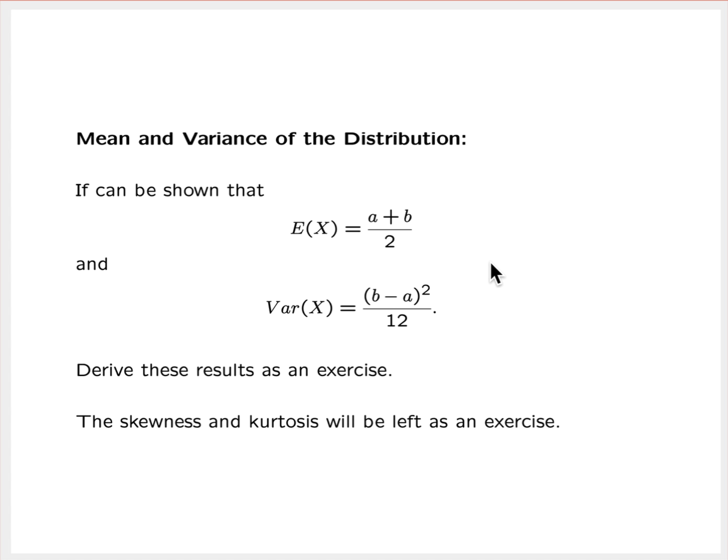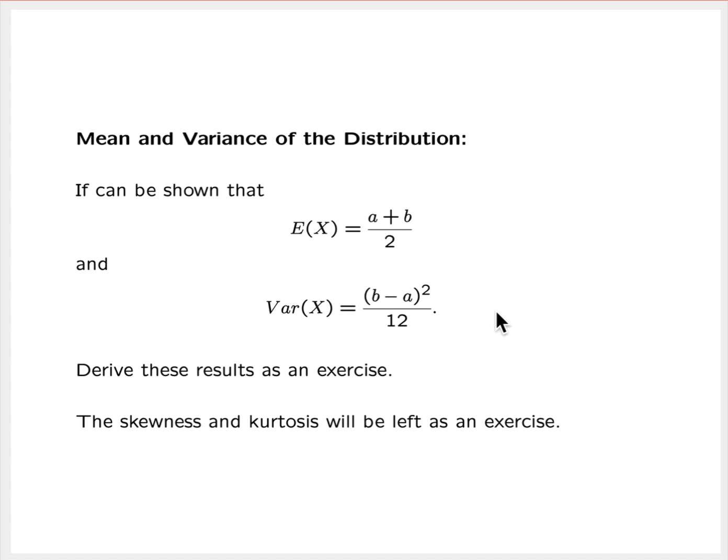The integrals that you would have to evaluate to find these expressions for the mean and for the variance are fairly straightforward, so I'll leave that for you. It can be shown that the mean of the distribution, the expected value of x, is equal to (a + b) over 2. This is the midpoint of the sample space, the midpoint of the interval from a to b.